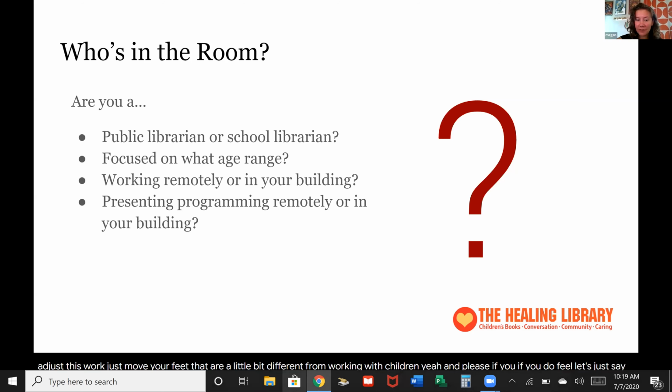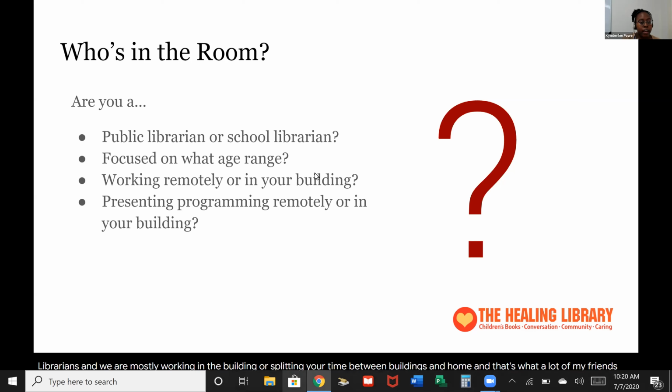So I'm going to stop sharing the results so we can move on. But this gives me a really great idea. It looks like we're mostly public librarians, and we are mostly working in the building or splitting your time between buildings and home. That's what a lot of my friends who are librarians have been doing thus far. So good for you guys. Way to go.